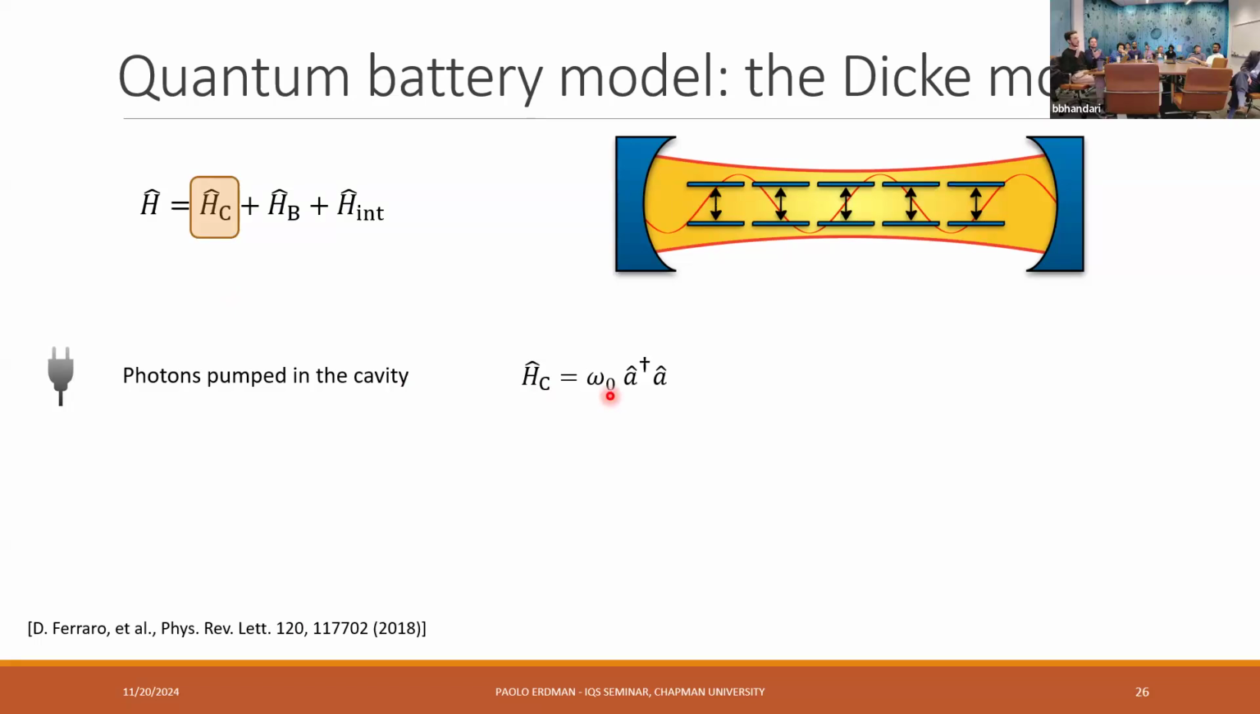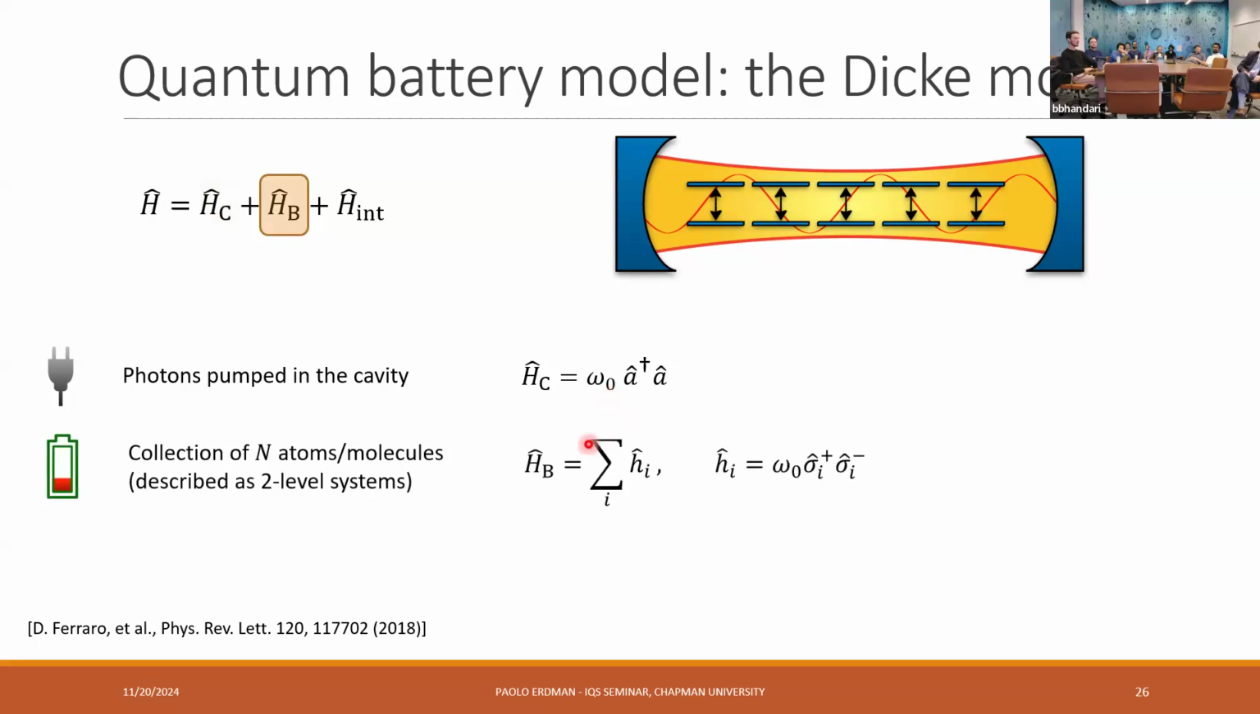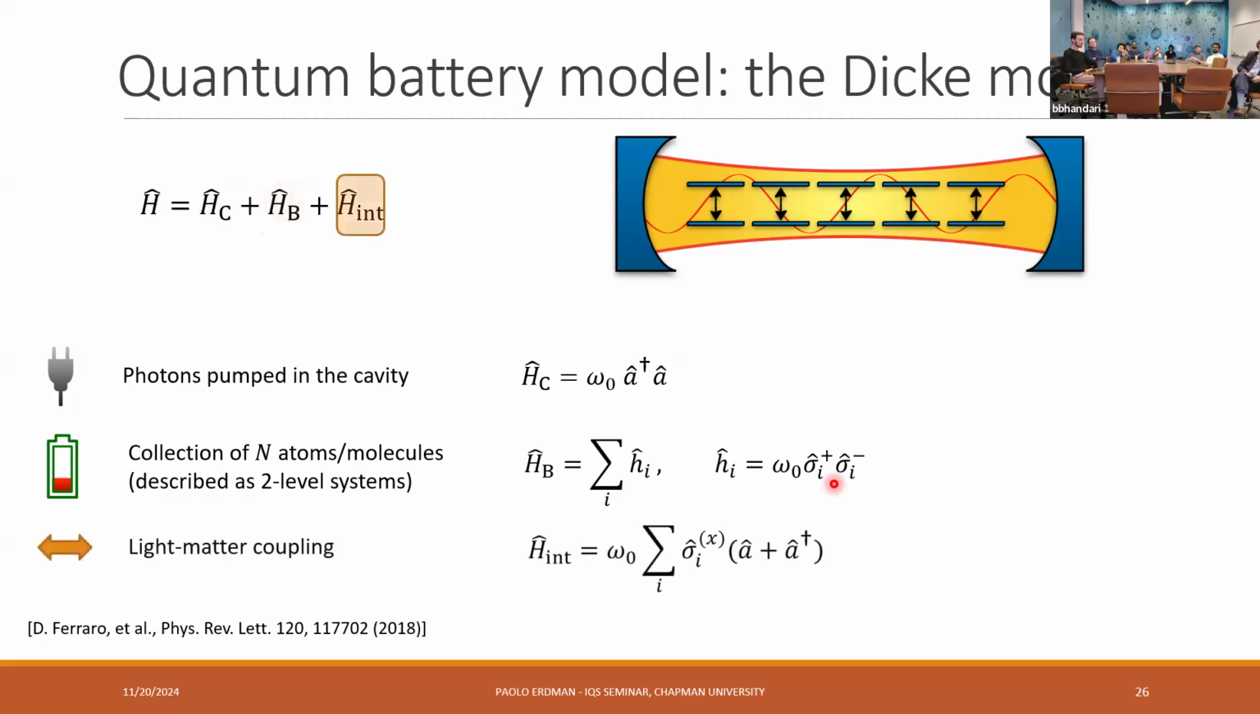So we imagine that we initially have a certain number of photons in the cavity, and this is the energy that we want to transfer to the battery, which is the collection of the 2-level systems. So we want to study the energy transfer from the photons to the 2-level systems, and we interpret these 2-level systems in some sense as the battery that we want to charge. So a fully charged battery would be all excited 2-level systems.